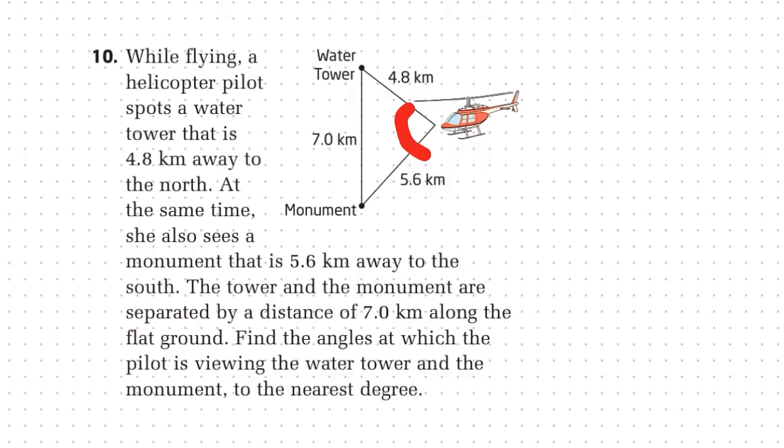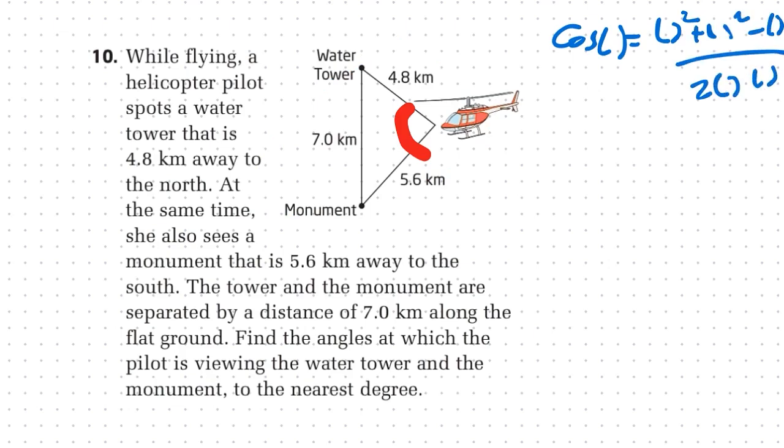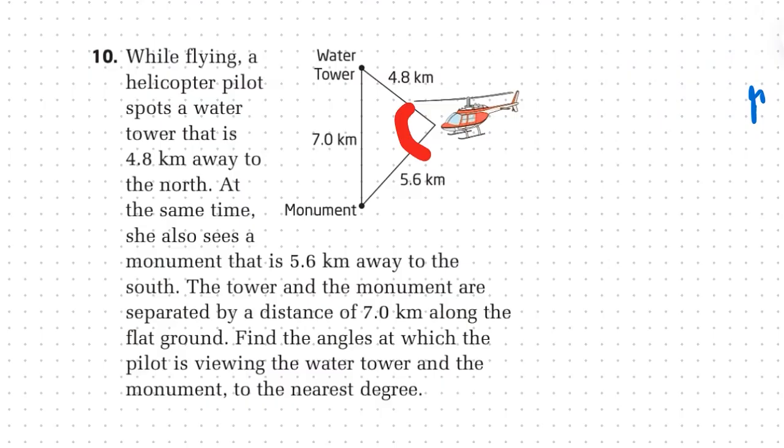So what formula to use? Cosine law, because it is side dominated. In the cosine formula, you see something side squared plus something side squared minus side squared over something. So this is side dominated, and the formula is perfect for this question. So can you try it?